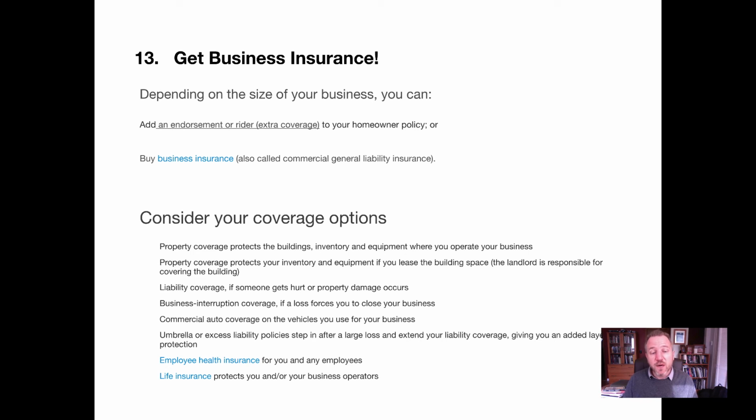You can have liability coverage if somebody gets hurt or property damage occurs related to the customer. You can have business interruption coverage, where if something puts you out of business, it covers all your overhead for the months while you're rebuilding or reconstructing your business. You can do an umbrella or excess liability policy if you suffer a particularly large loss. And then we can deal with employee health insurance and life insurance that protect you and your employees.